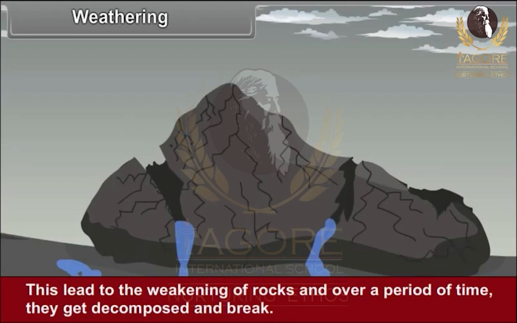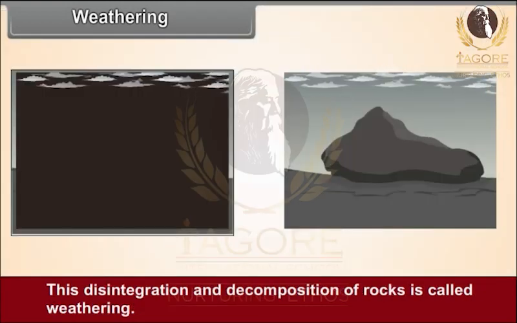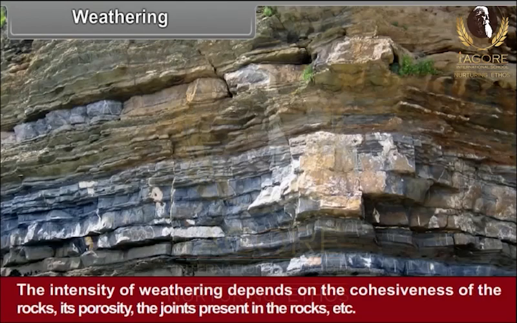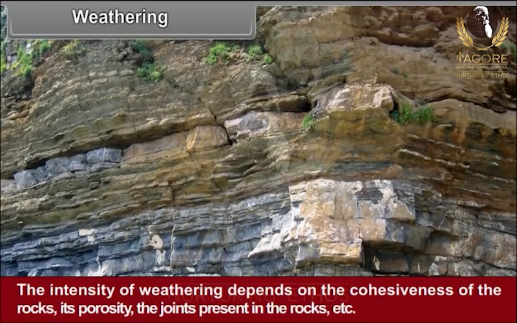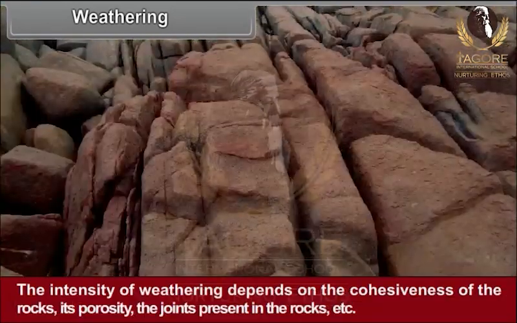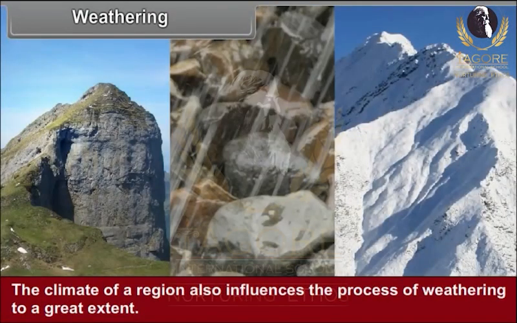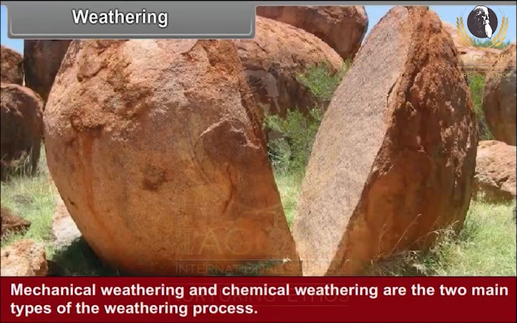Weathering also depends on the properties of rocks. The intensity of weathering depends on the cohesiveness of the rock, its porosity, and joints present in the rocks, etc. The climate of a region also influences the process of weathering to a great extent. Mechanical weathering and chemical weathering are the two main types of the weathering process. Mechanical weathering mainly leads to the disintegration of rock, whereas chemical weathering causes decomposition of rocks.